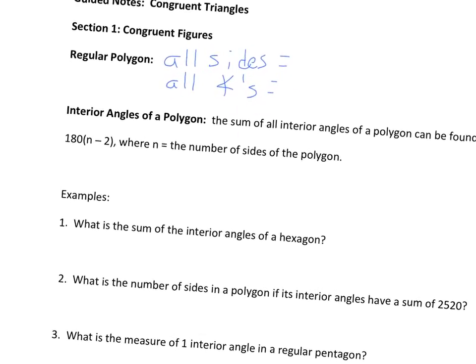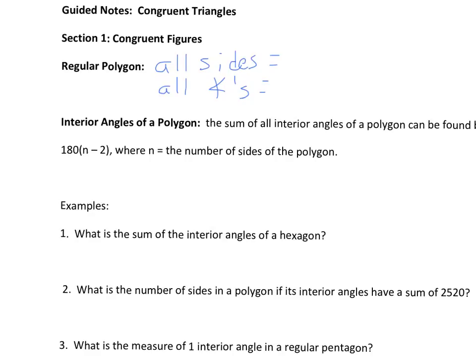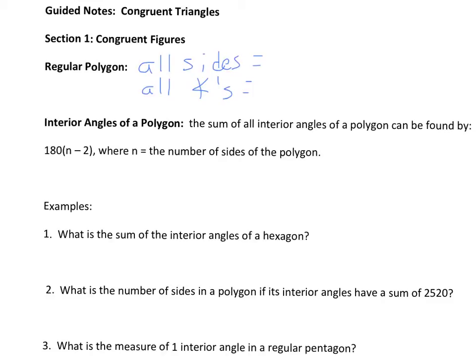Okay, and now if we go on to the next thing, we're going to talk about the interior angles of a polygon. That would be the angles inside of a polygon, of any polygon. And there's a relationship here. The sum of all interior angles of a polygon can be found by this formula right here, 180 times n minus 2, and n is the number of sides that the polygon has.